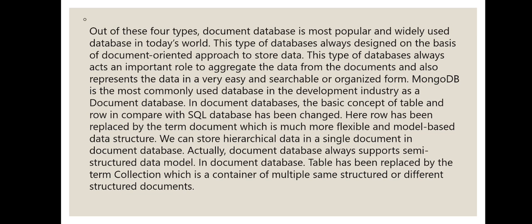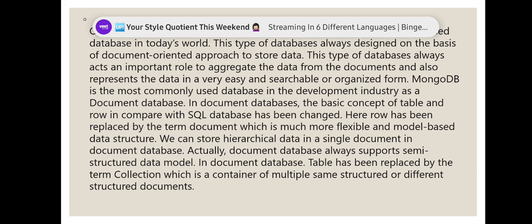In a document database, the basic concept of table and row compared to a SQL database has changed. Here, row has been replaced by the term document, which is a much more flexible and model-based data structure. We can store hierarchical data in a single document in a document database. Actually, a document database supports a semi-structured data model. In a document database, tables have been replaced by the term collections, which is a container of multiple same-structured or differently structured documents.